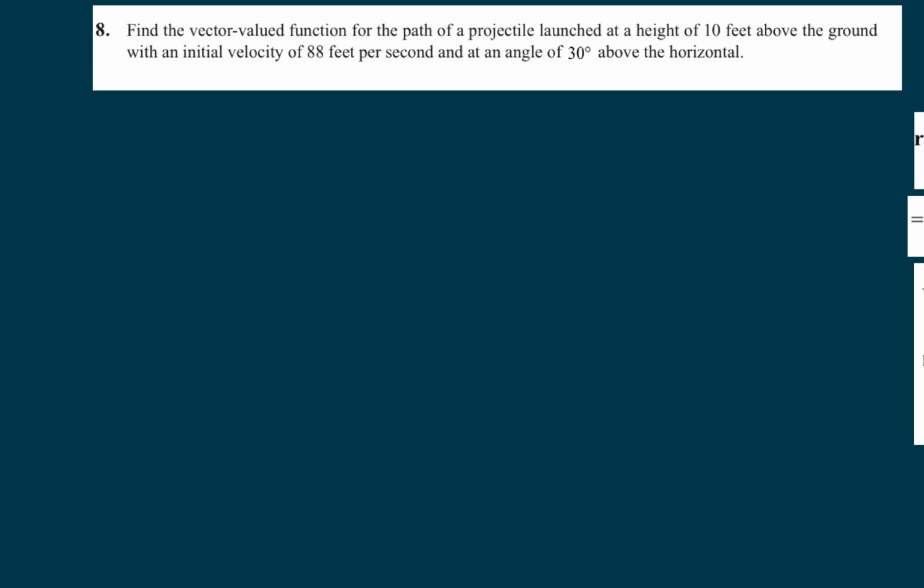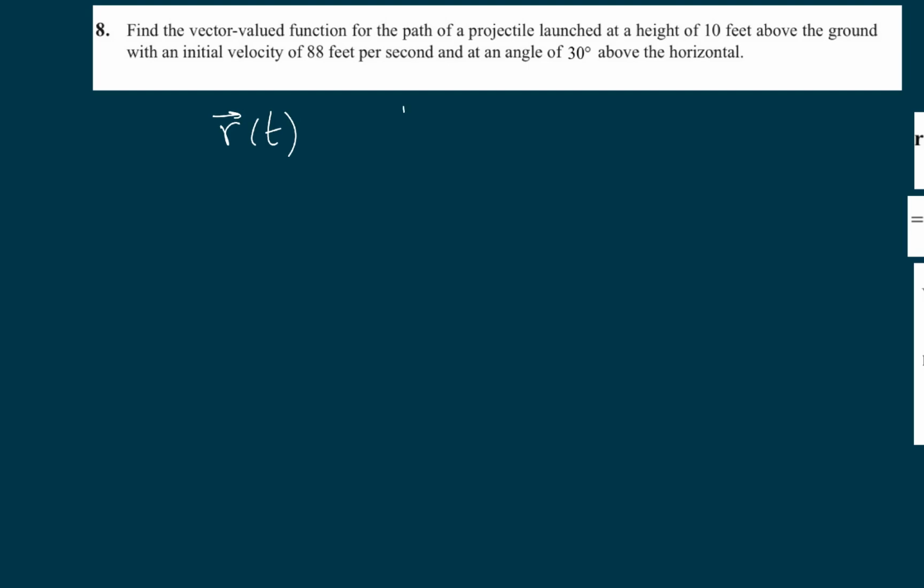It says like this: find the vector value function for the path. So what it means is find r of t. In this problem, what we have to find is the position vector as a function of time for the path of a projectile launched at a height of 10 feet.